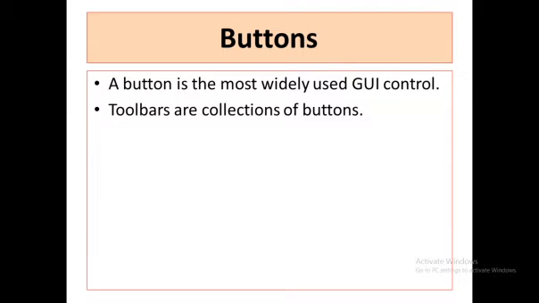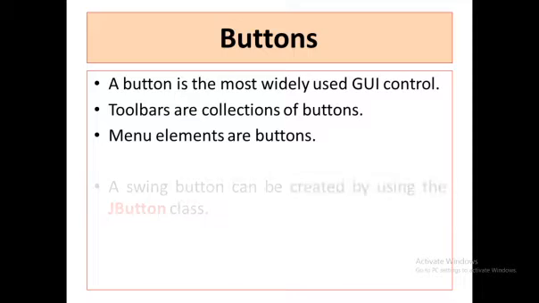Toolbars are a collection of buttons. It means a toolbar is one of the examples of a button. In a toolbar, we may have a number of buttons. That's why we can say toolbars are collections of buttons. The menu's elements are buttons. It means in a menu we may have a number of items, that are menu items, and they are also buttons.